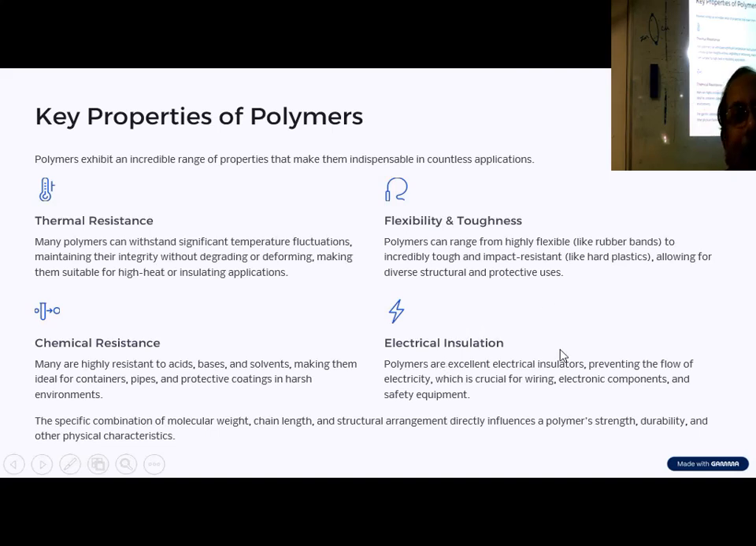And another one: actually all polymers are non-conductors, so we use some polymer for wiring also. The cover of the wiring, the wiring coating, is made of polymer. These are all found to be electrical insulators. Some polymers are very, very tough. Give an example of a tough polymer.